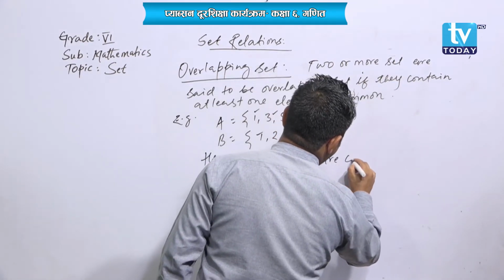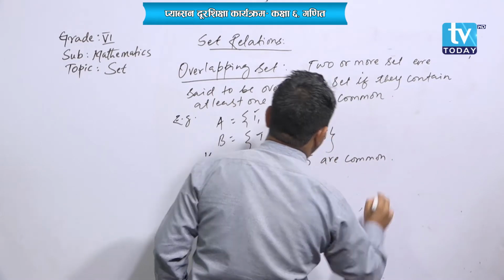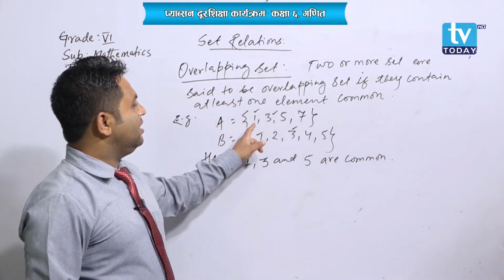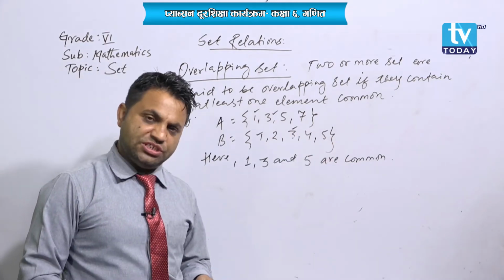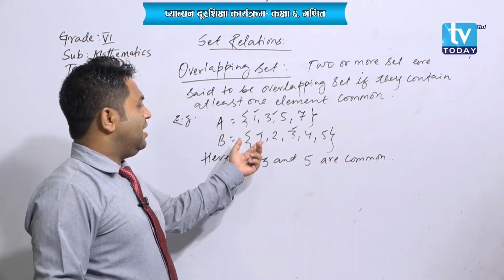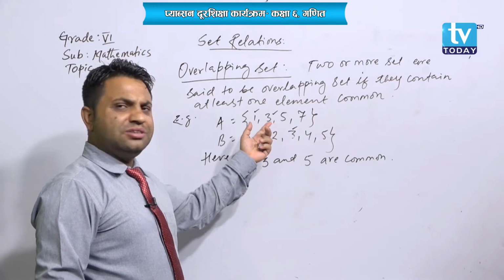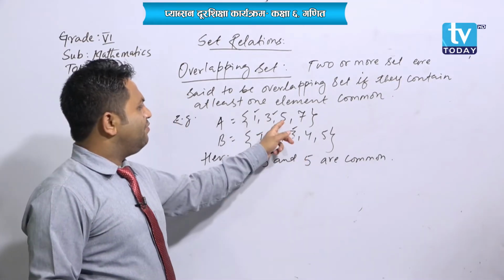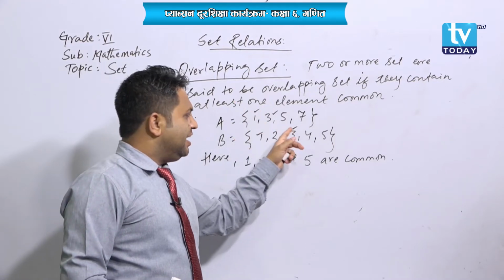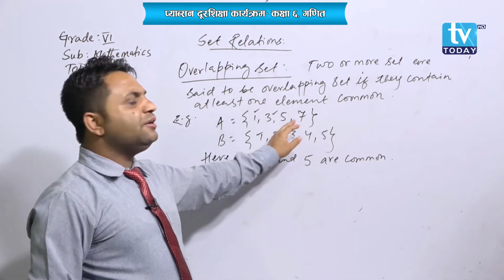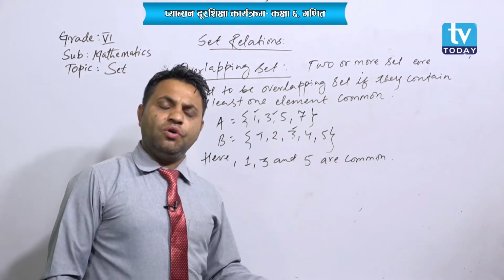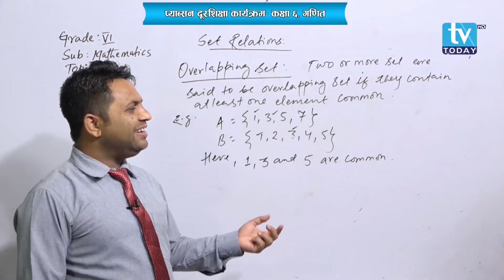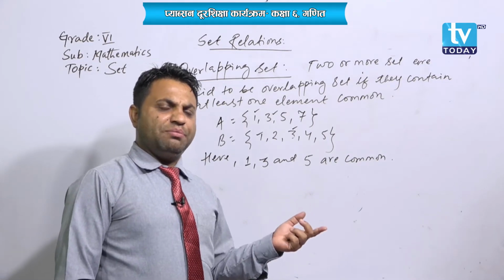So here the elements 1, 3 and 5 are common in both sets. 1 is in set A as well as in B, 3 is in set A as well as in B, and 5 is in set A as well as in set B. So this type of sets are called overlapping sets if they contain at least one element common.